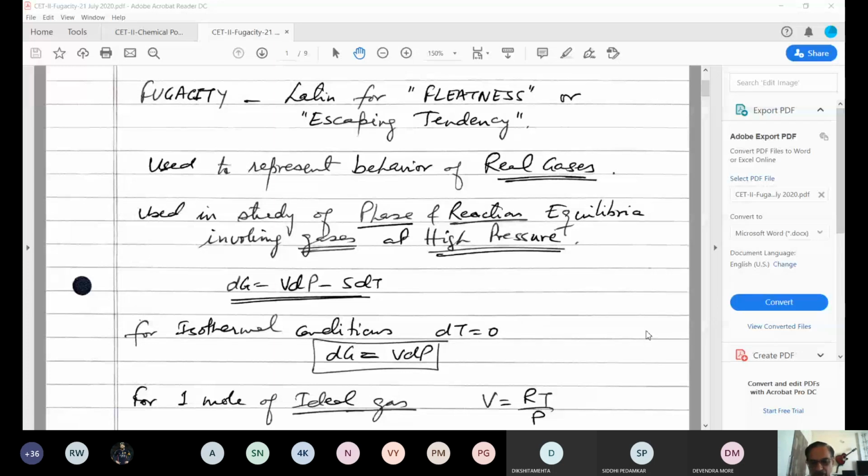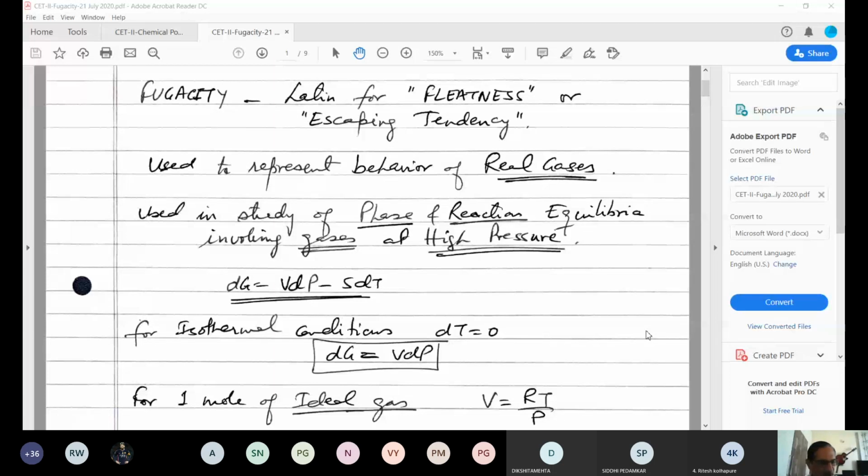So the lower the volume, the higher will be the pressure, right? P plus A by V square. So the effective pressure will be P plus A by V square. That means if I keep increasing the pressure, the volume will keep decreasing and the molecules will occupy more space. So that is the effect on effective pressure. P plus A by V square is the effective pressure of a gas which is not ideal, or which is at high pressure.